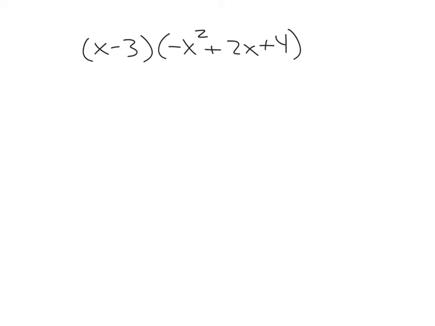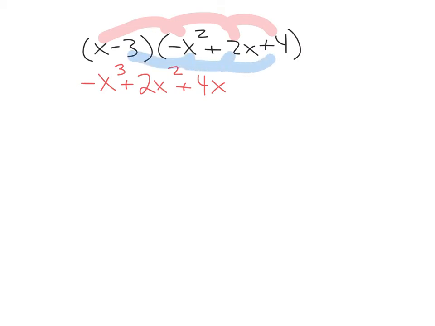And what we're going to do first is a lot like the FOIL method. We're going to go and do x times negative x squared, the 2x, and the plus 4. So what that would give me is a negative x cubed. That would give me a 2x squared plus a 4x. Now I have to do the same thing, but with my negative 3 to each one of these terms. And so that's going to give me a plus 3x squared. That's going to give me a negative 6x, and then a minus 12.